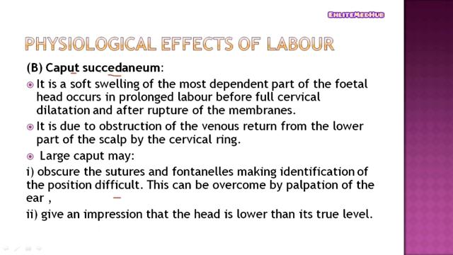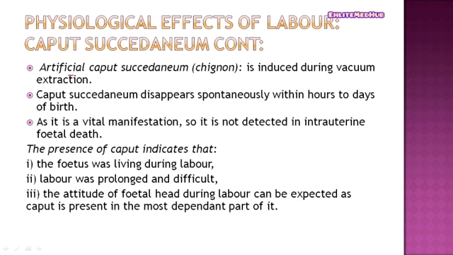During labor, the baby's head is squeezed tightly as it passes through the cervix and vagina. This pressure causes fluid, also known as serum, to build up under the scalp skin. The result is a soft, puffy swelling on the part of the head that presented first, which is usually the vertex. There is an artificial caput succedaneum known as chignon. It is induced during vacuum extraction.